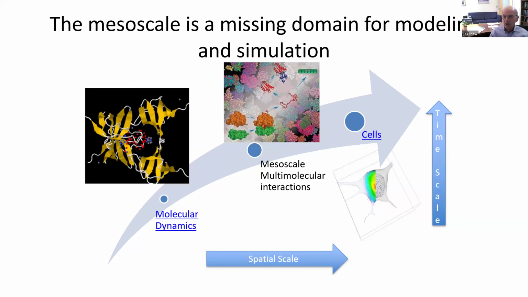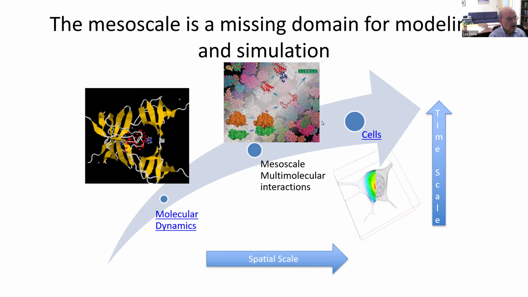If you have multiple models involved in some sort of cell biological process, it's not very practical to use molecular dynamics, because usually the time scale here is microseconds at the most, and the spatial scale is on the scale of individual molecules.